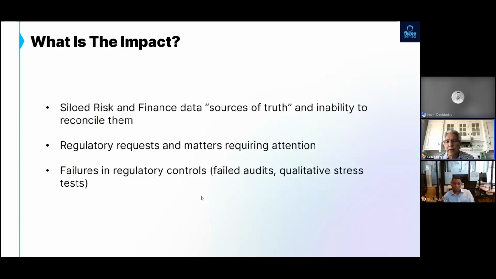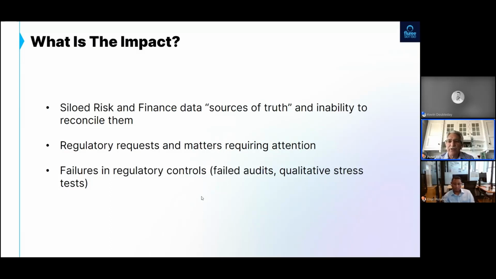Okay, so again, what is the impact? We have now siloed risk and finance, quote, sources of truth, and no easy way to tie them together. Regulatory expectations have changed quite significantly over the last number of years, especially since the financial crisis, which feels like so long ago, but 2008 and all the mini crises in between.